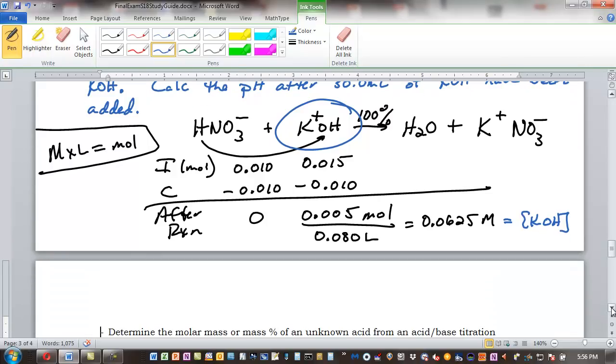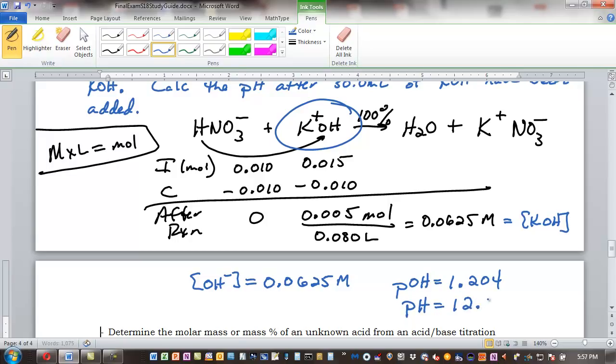So hydroxide is also equal to 0.0625 molar. So what should we calculate from that? pOH. So take the negative log of that. pOH is about 1.204. Subtract that from 14. Well, I think we only had 2 sig figs, so let's call it 12.80.